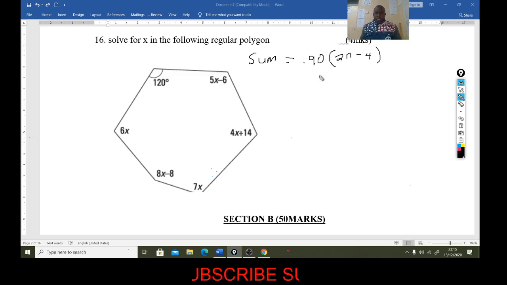Now, how many sides do we have? 1, 2, 3, 4, 5, 6. We have 6 sides. So the sum will be equal to 90 times 6 times 2 is 12, 12 minus 4 is 8, so it's times 8, which gives you 720 degrees.